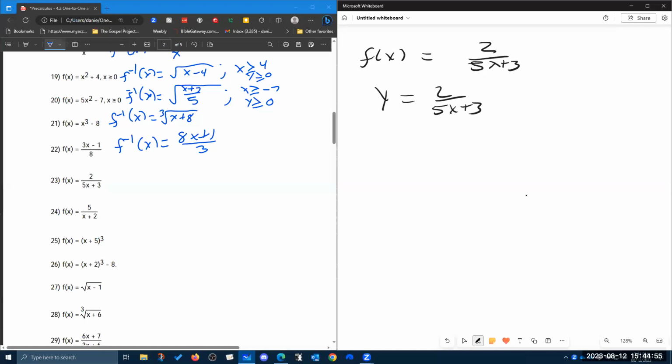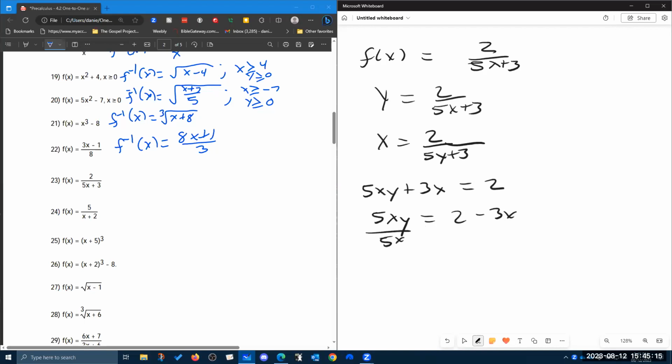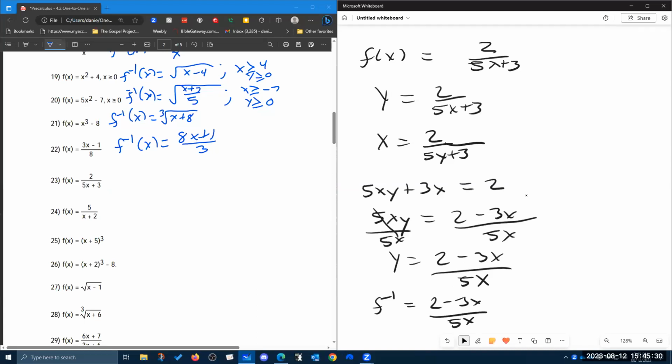Replace f of x with y, switch x and y. Make this 5xy plus 3x equals 2. Get the y term by itself. Divide by everything that's not y. And that's my inverse function, like so.